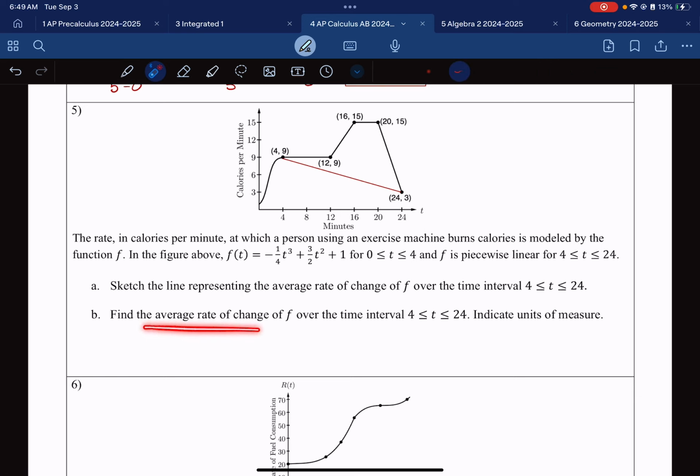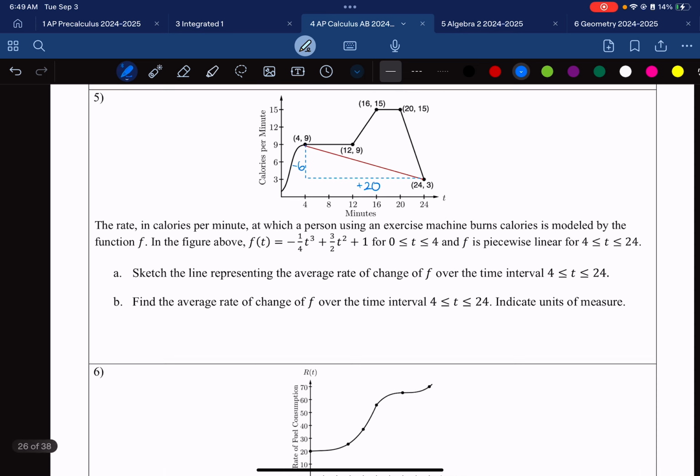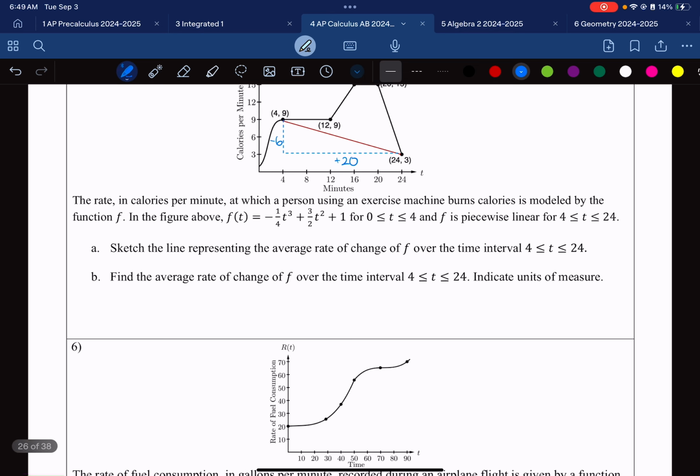And then find the average rate of change. Find the slope of that line. Again, I could do it that other way that I was just talking about, where you come down here and make this triangle shape. I go down from 9 to 6, so I go down 6, and I go from 4 to 24, so I go right 20, and then you can make this fraction that is -6 over 20, which reduces to -3/10.